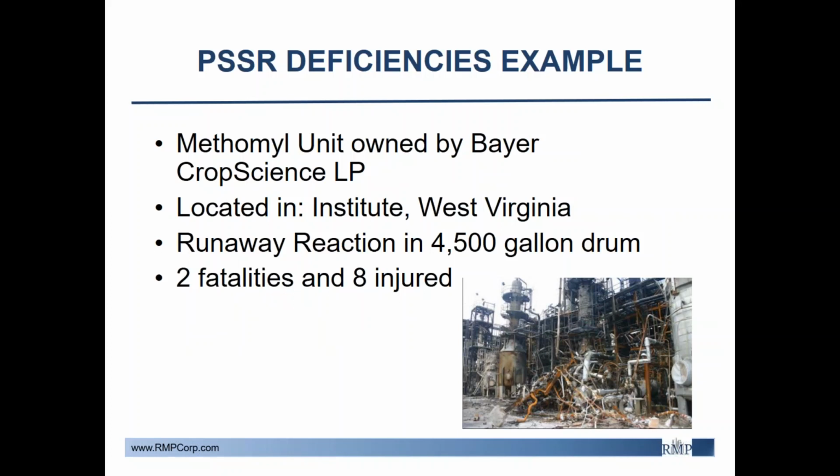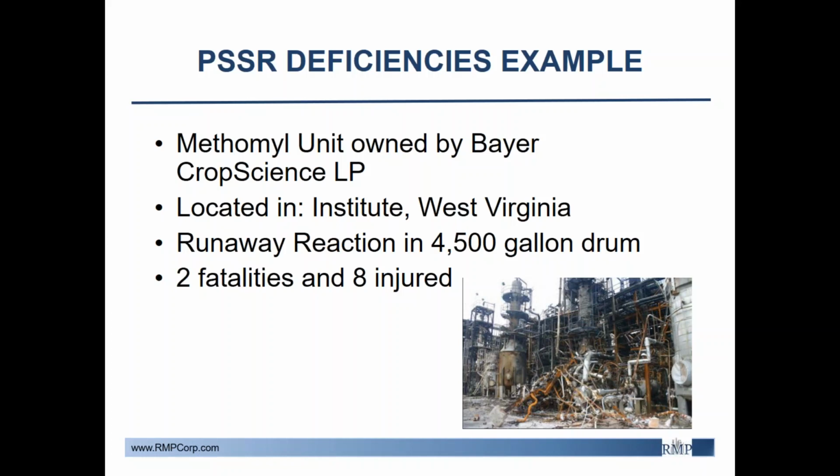All right, so an example of what we've been touching on with these deficiencies: in 2008, a runaway reaction occurred in a 4,500-gallon drum known as the residue treater vessel at the methanol unit owned by Bayer Crop Science in Institute, West Virginia. The incident resulted in 2 fatalities and 8 injuries. This incident occurred after an extended outage to upgrade the control system and replace the original residue treater vessel.